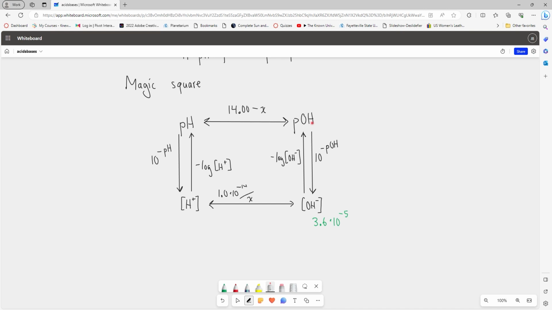So the negative log of 3.6 times 10 to the minus fifth gives us 4.44. If you just take the regular log, it ends up being negative 4.44. So it's the minus log, so you flip it and make it positive. And then it's a simple matter to take 14 minus that 4.44, and that gives us the pH 9.56. It's basic. And that's because the OH minus concentration is greater than 10 to the minus 7th.